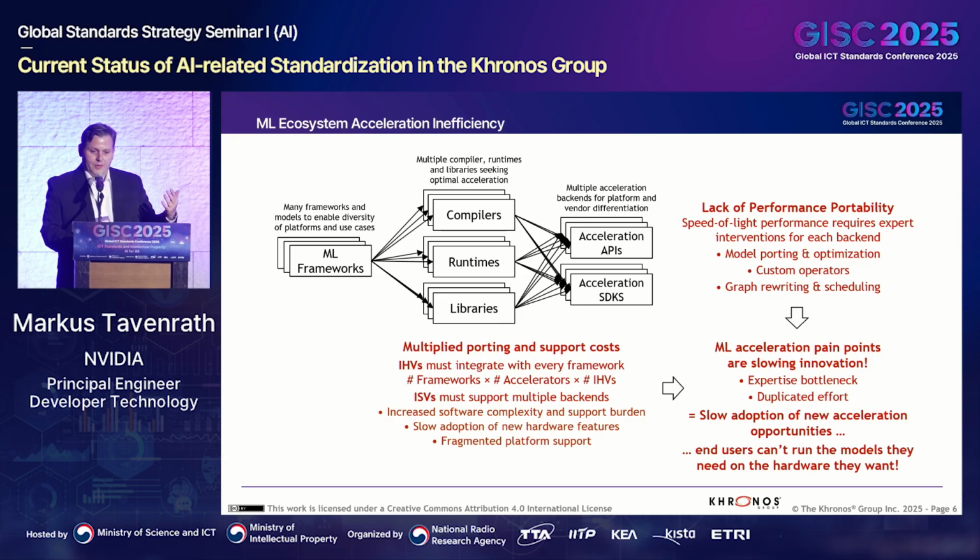But since every acceleration API might have a different operator set, or might lack some operators, you would have to write custom operators. Or certain operators are faster than others depending on the SDK. You have to take care of graph rewriting and scheduling, all of those taking a lot of manual expertise, a lot of time of porting and verifying that all your assumptions are still true. And all of this is really slowing innovation across those frameworks, or bringing new model architectures to the market.